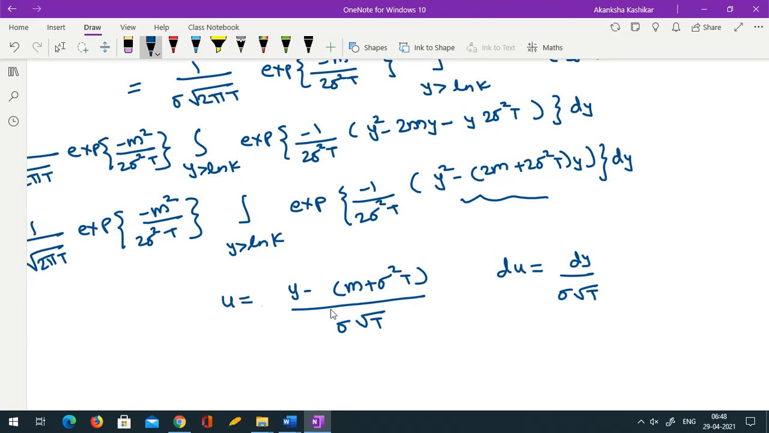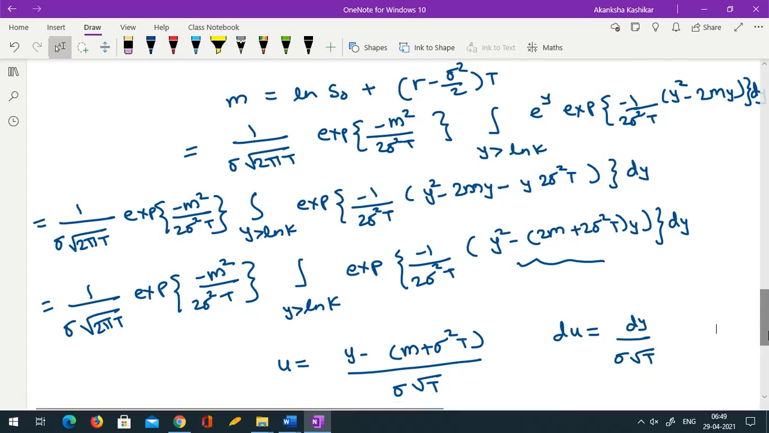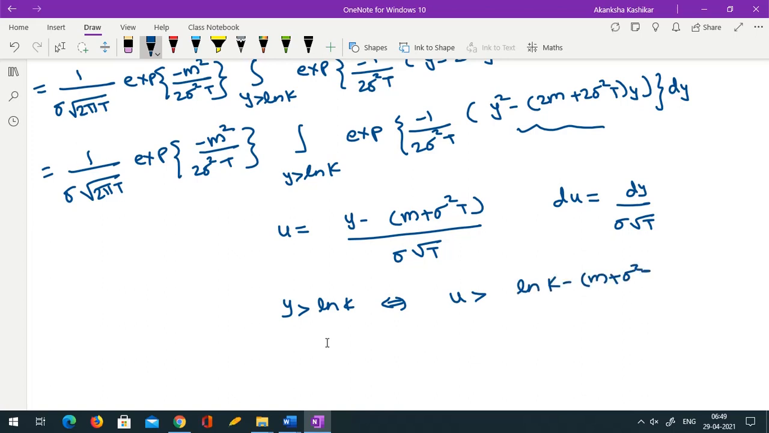Okay, du would become dy upon sigma root t. Okay, and the range also changes, correct? y greater than ln k is equivalent to u greater than ln k minus m plus sigma square t divided by sigma root t. Okay, so let us put all those things. So now I need sigma root t with dy to make it du. So this sigma root t would go there, root 2 pi can stay here for the time being.